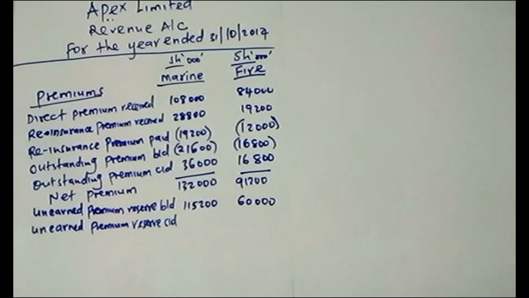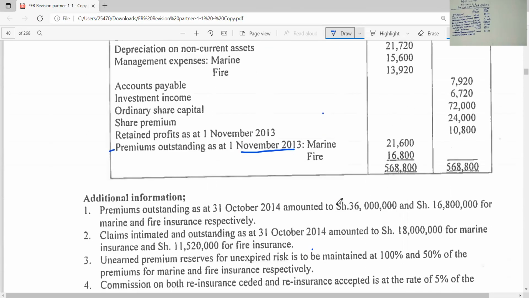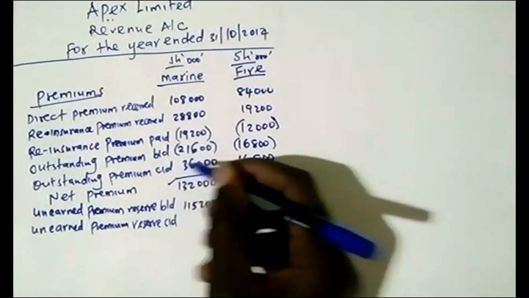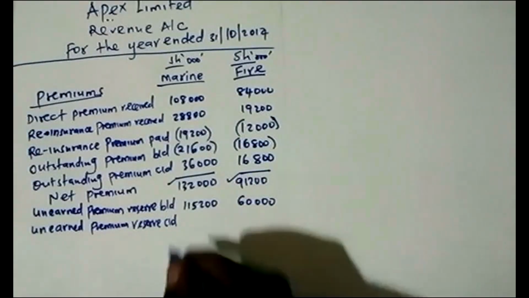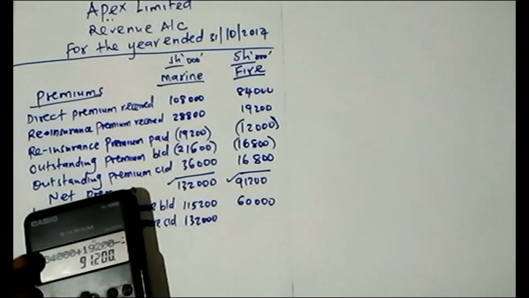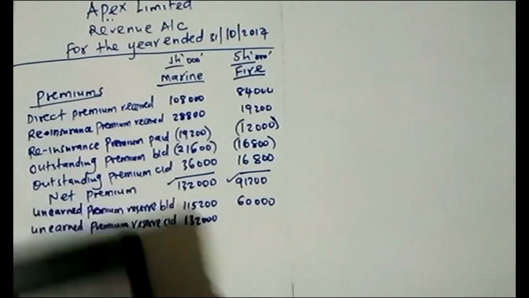So that is fine. So what about the unearned premium reserve, the balance carried down? They gave us a certain percentage. I think you realized that when we were reading the question. If you go to the additional information, there was a percentage given. They said unearned premiums for unexpired risk are to be maintained at 100% and 50% of the premiums for marine and fire. So 100%, this one would be 132, and 50% of 91,200, so times 0.5, that is 45,600.